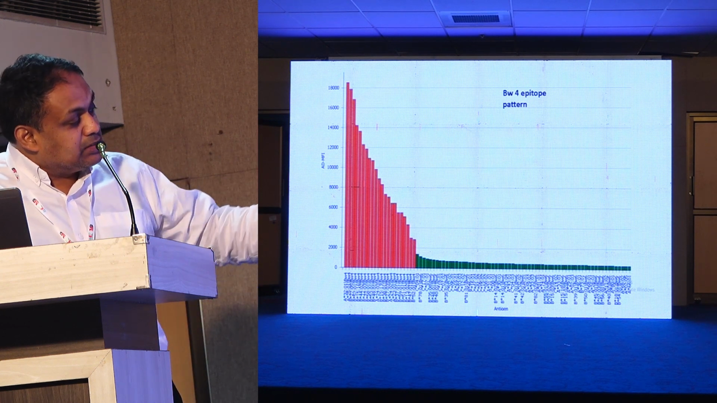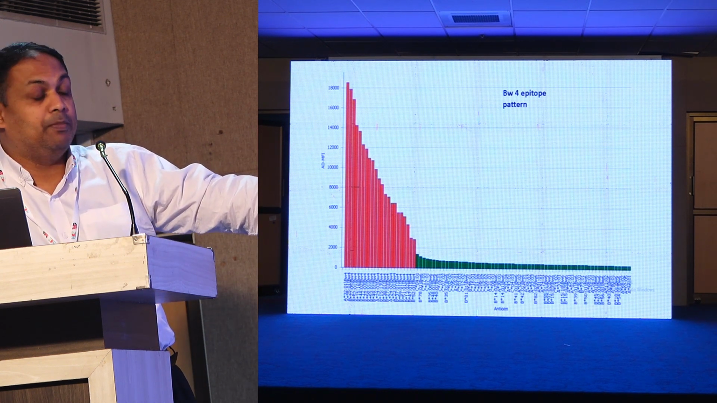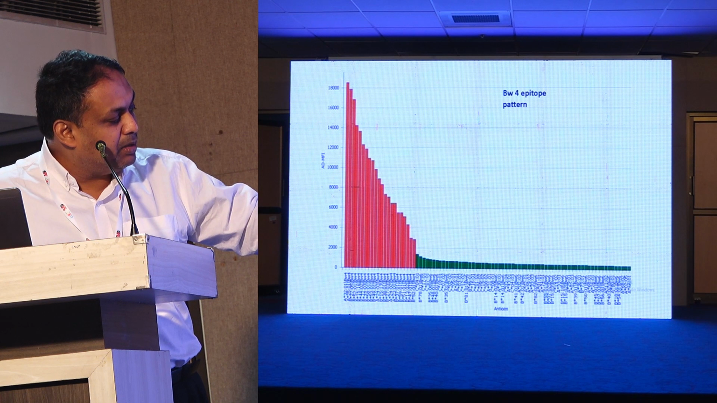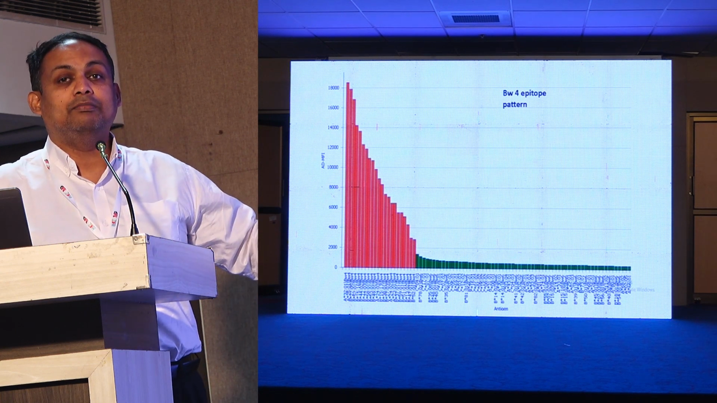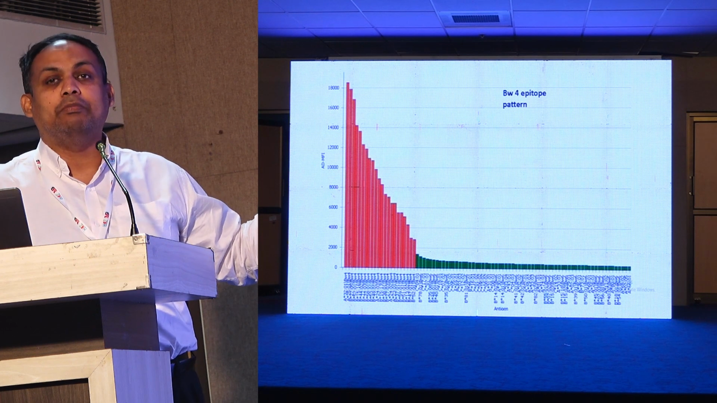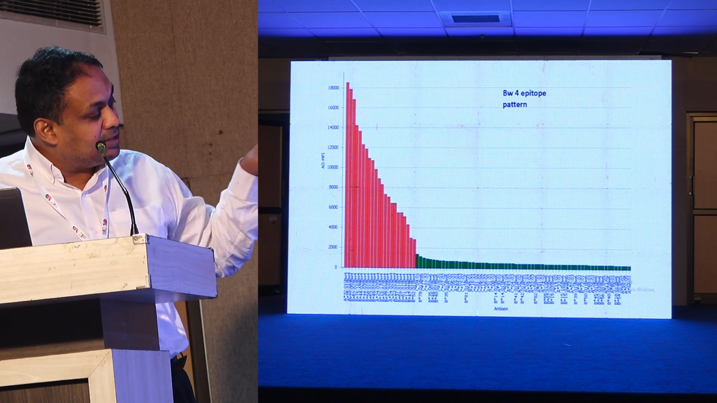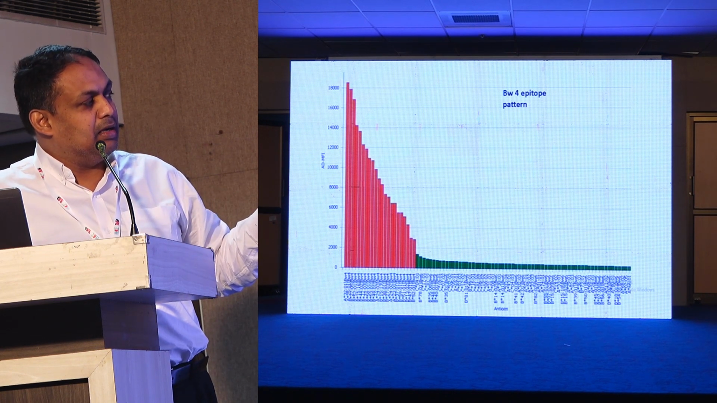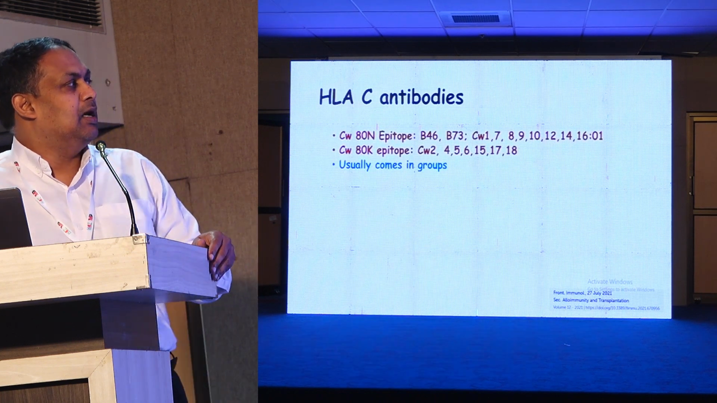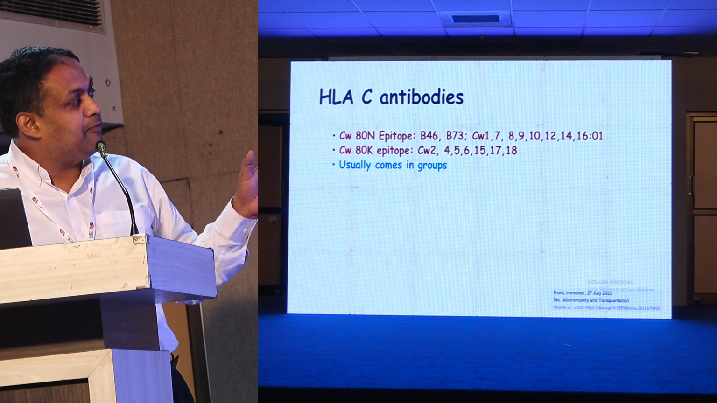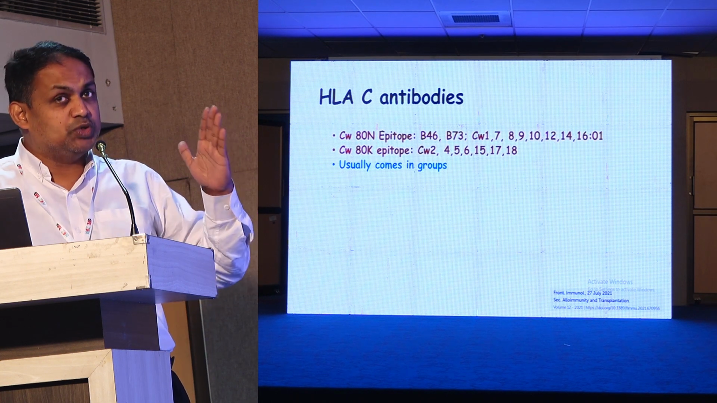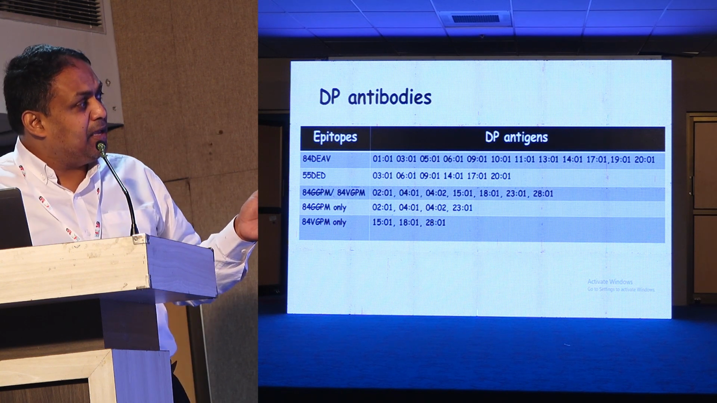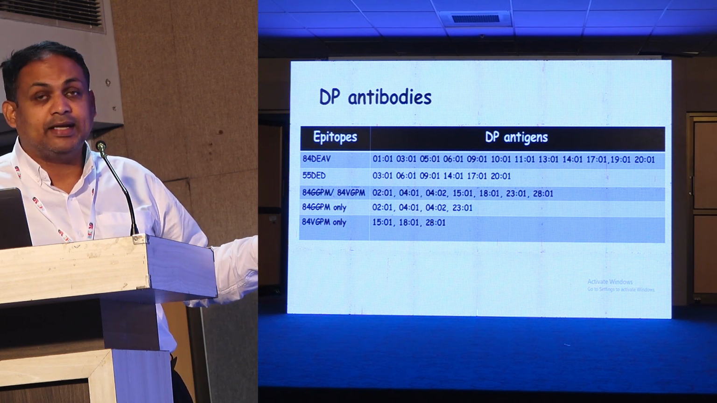You can see the one with the least MFI for BW4 is just 2000 MFI. So if I keep an arbitrary cutoff and take that B52 antigen, I might be in trouble, because the pattern is more important. I have an antibody against HLA-BW4, which accounts for this. So you get a pattern driven by an epitope. Now HLA-C antibodies, again you have epitopes identified, and C antibodies usually come in groups. You cannot ignore it. And HLA-DP, again, there are four or five epitope patterns that have been identified.